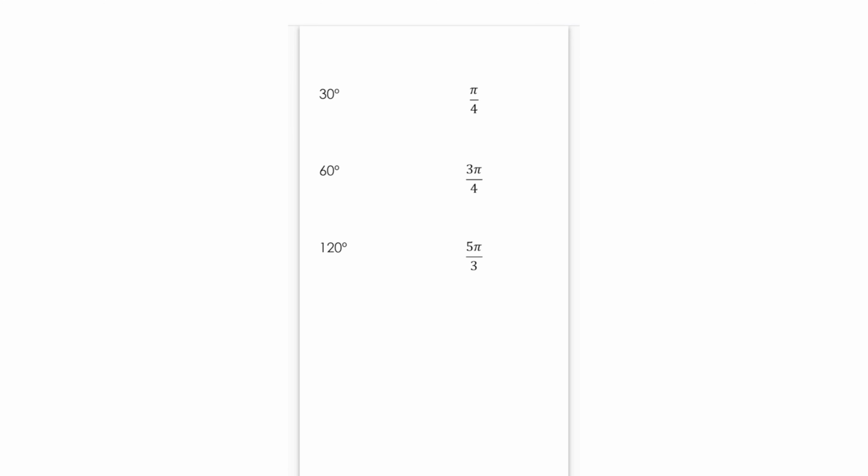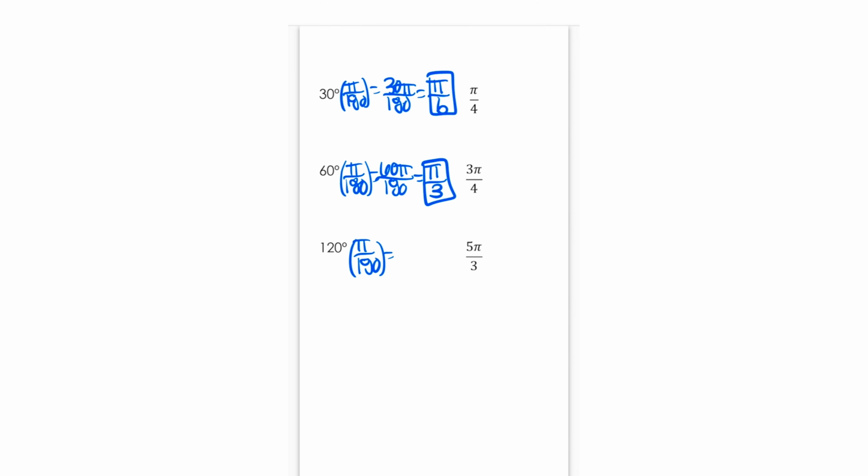So on the left-hand side, we have 3 different degrees that we need to convert to radians. In order to do that, we're going to multiply by pi over 180. That gives us 30 pi over 180, which reduces to 1 pi over 6, or just pi over 6. When we do 60 degrees times pi over 180, we get 60 pi over 180, and that reduces to 1 pi over 3, or just pi over 3 radians. For 120 degrees, we multiply by pi over 180, and that gives us 120 pi over 180. That reduces to 2 pi over 3.